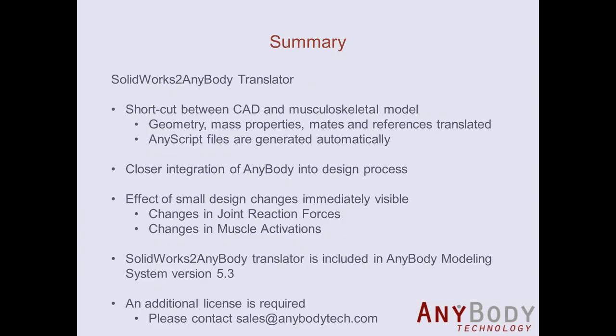Here, I would summarize this presentation. The SolidWorks2AnyBody translator can build a shortcut between CAD and musculoskeletal models. For users' convenience, SolidWorks2AnyBody can extract the entire SolidWorks assembly information, including geometry, mass properties, mesh, and reference geometries. And this extracted information can be written automatically into the resulting AnyScript files. By using this SolidWorks2AnyBody application, we can expect closer integration of AnyBody into the traditional design process.